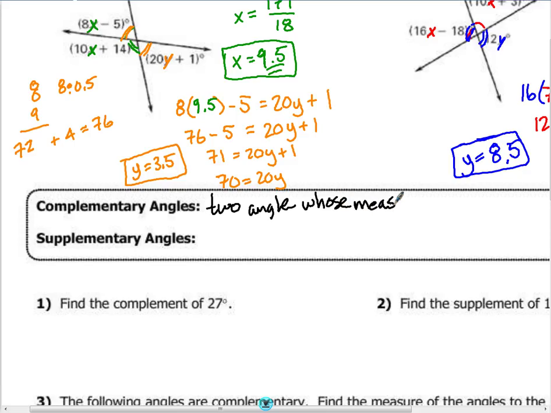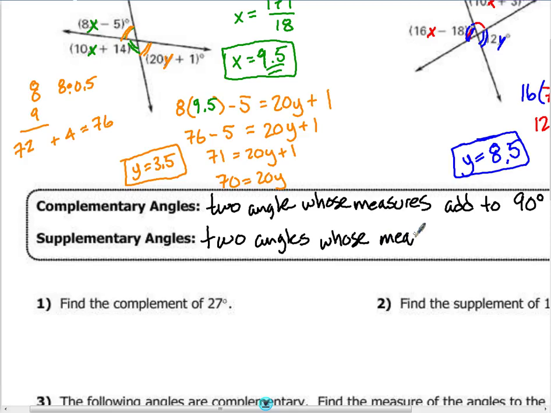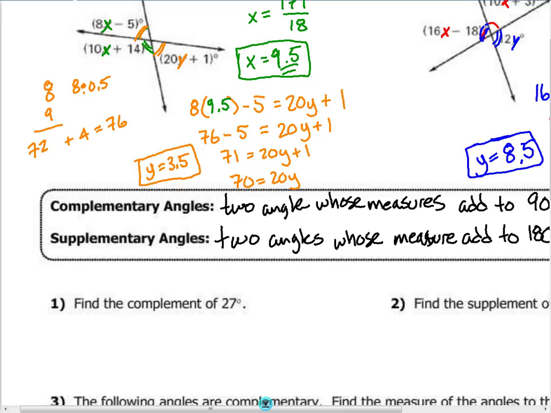And supplementary angles are two angles whose measures add to 180 degrees. So we kind of talked about this. There are different ways we can help remember this. I have one p here, that's going to be 90. I have two p's here, so that's going to be 90 plus 90, which adds up to 180. That's all I was taught.